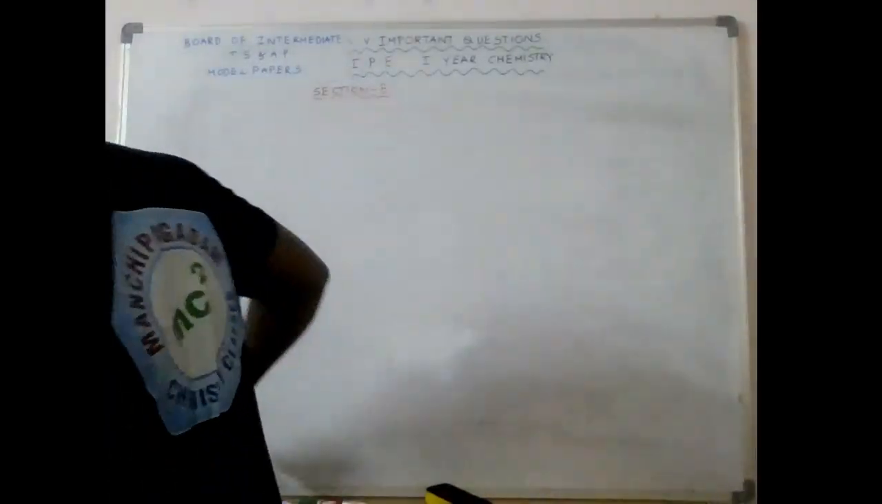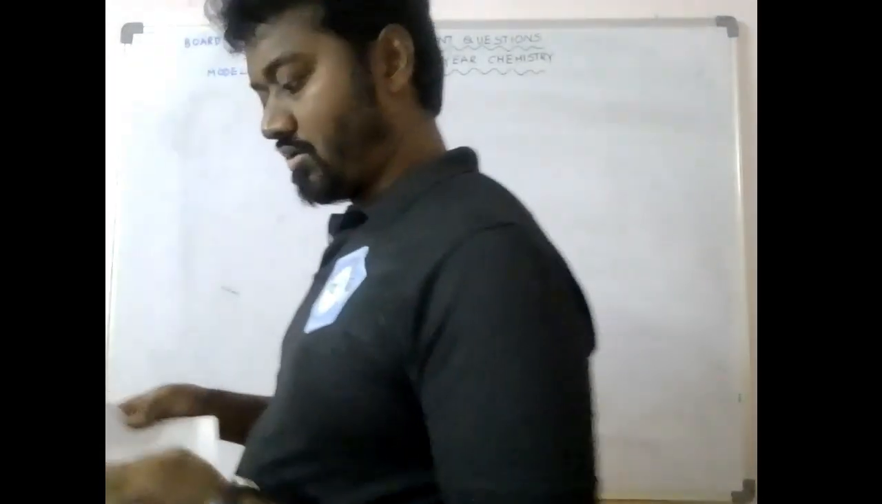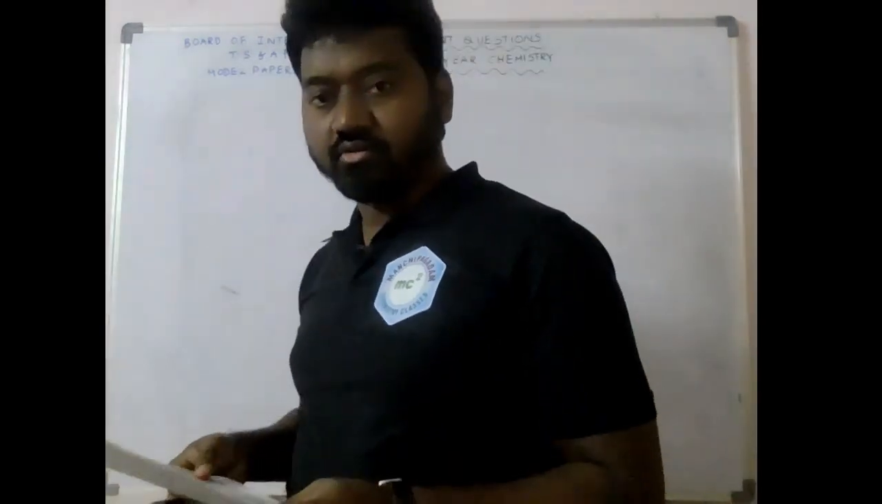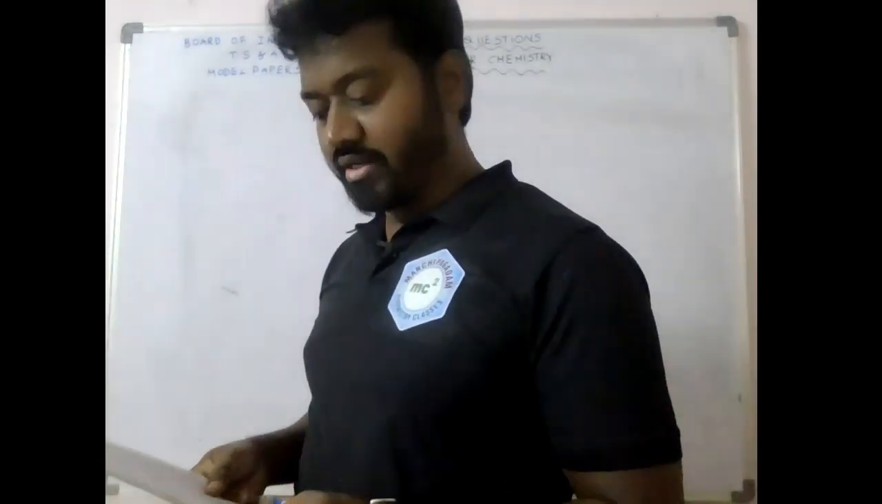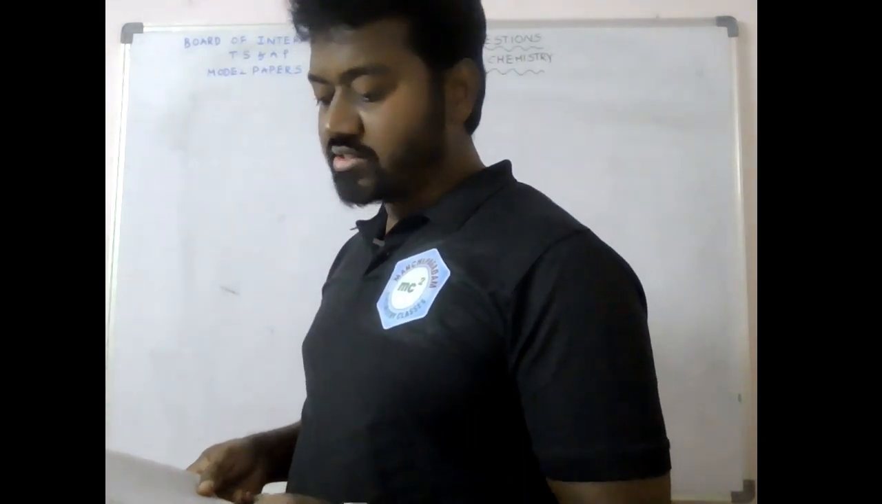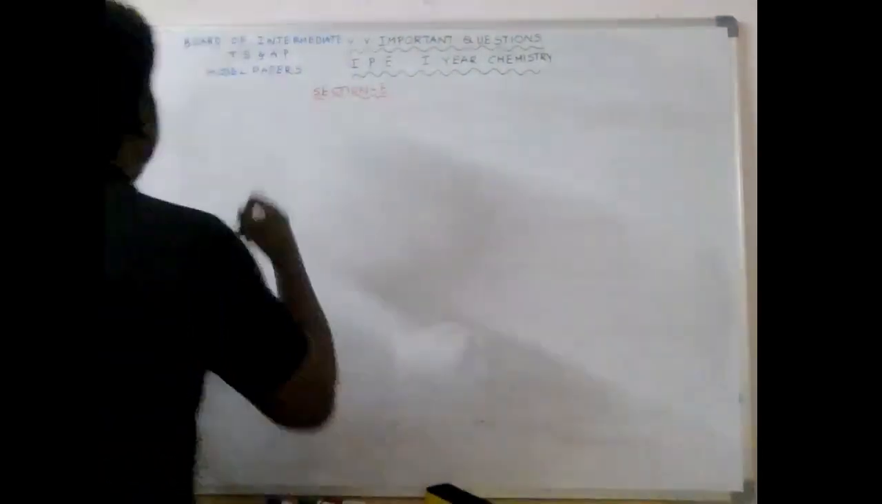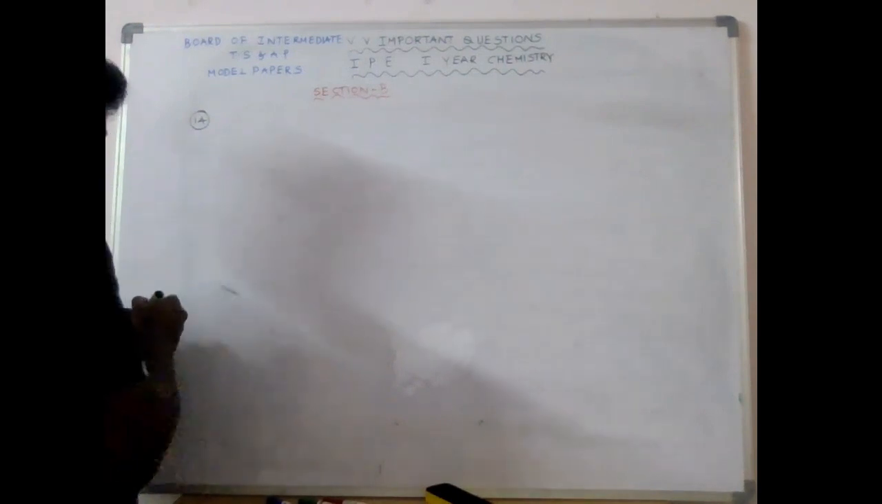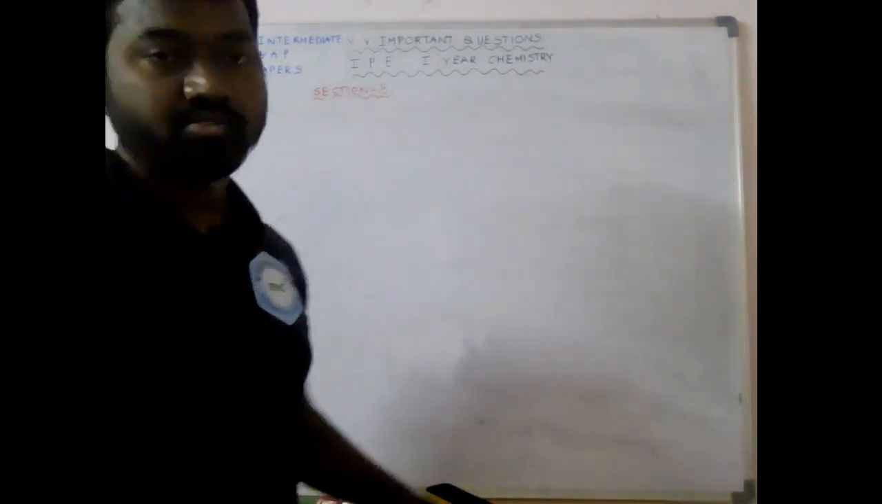The 14th question is, explain the following with suitable examples. What are those? Electron deficient hydrides, ionic hydrides. The 14th question is coming from which topic? Can you guess? Hydrogen and its compounds.